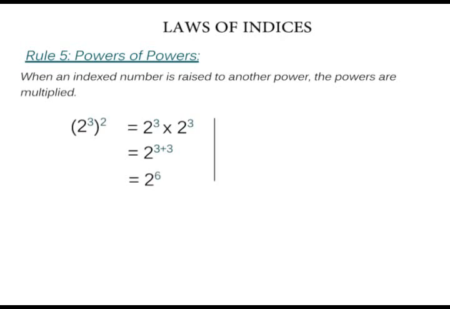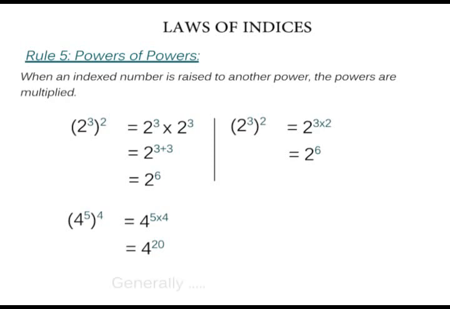We could rather have done simply 2 raised to power 3 times 2, giving us straight away 2 raised to power 6. 4 raised to power 5 in bracket raised to power 4 is equal to 4 raised to power 20. Generally, x raised to m in bracket raised to n is equal to x raised to power m times n.